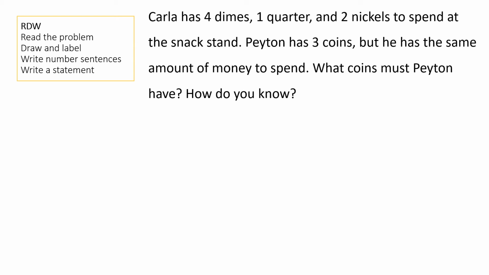Our next step is to draw and label. We are going to draw and label the coins that Carla has, because that is what the problem tells us. That is what we know from this problem. On your paper, draw and label the coins that Carla has, and figure out how much money Carla has. Pause the video as you do this. You will need to write number sentences to figure out how much money Carla has.